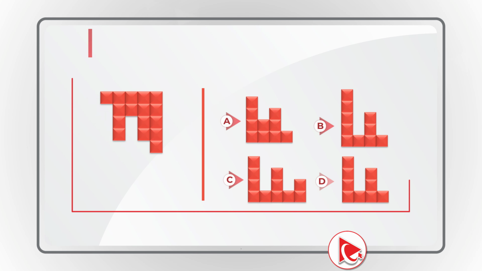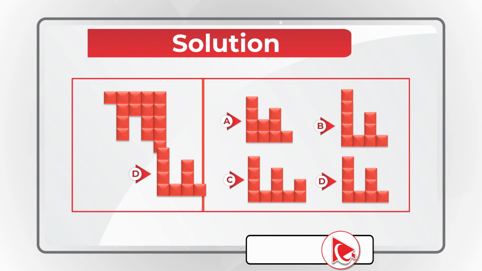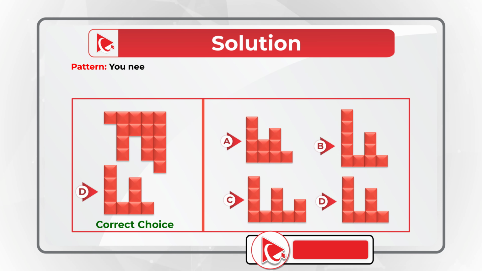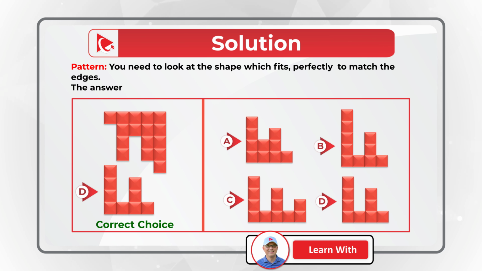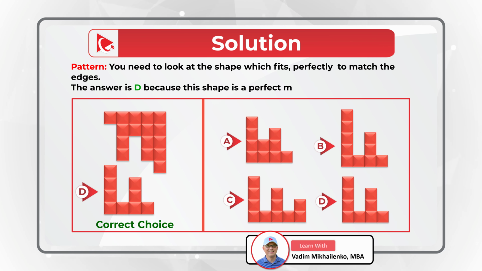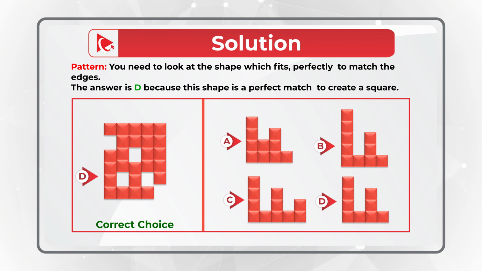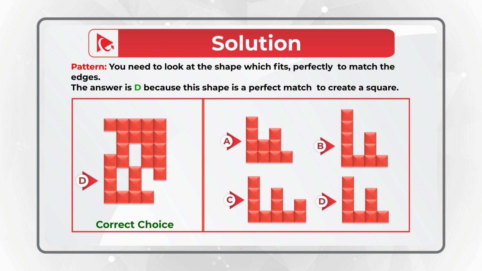As you might have figured out, the correct choice here is choice D. And to get to this answer, you need to look at the shape which fits perfectly to match the edges. Since this is a 5 by 5 square, choice D is the perfect shape because it matches perfectly to create a full square. Hopefully you've nailed this question on your own and now know how to answer similar problems on the test.